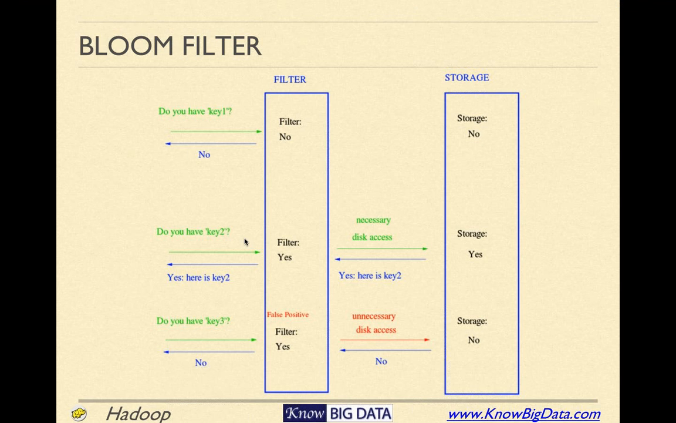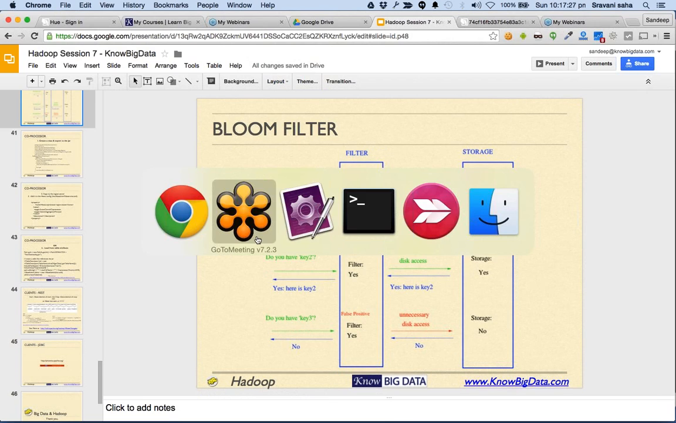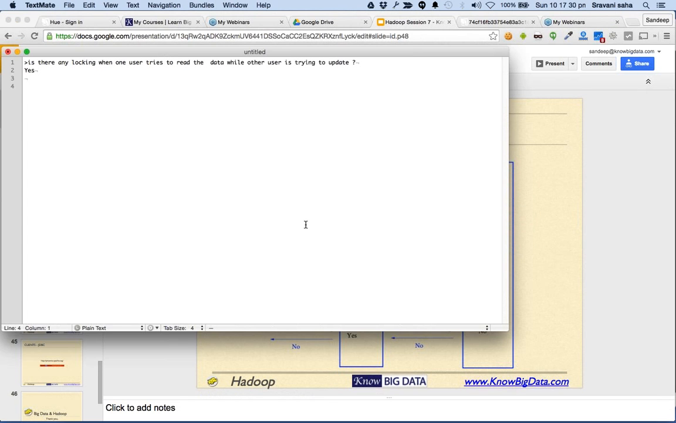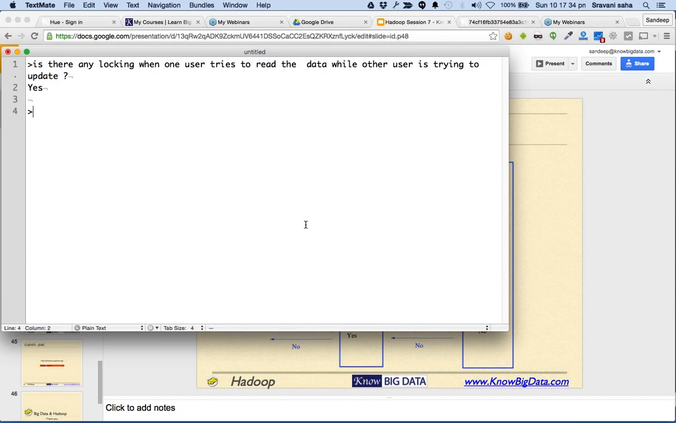Okay, let me take our first example. Let's say we will increase the font a bit, as we are talking about Bloom filter.